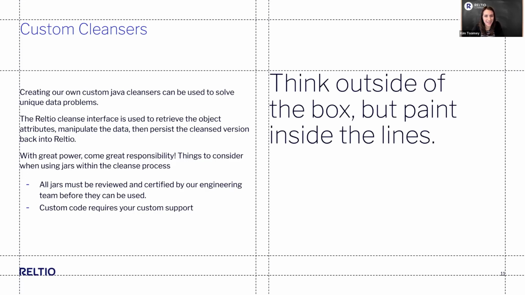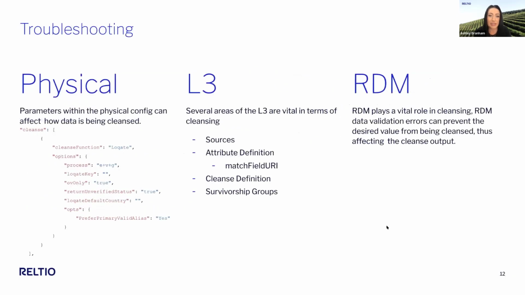All right. Are we good on slides, Ashley? I do have one more if we want to quickly touch on troubleshooting, because I know there are a lot of different factors that can affect how your data is cleansed, especially when it comes to addresses. The physical config is where we decide what process we want to use for cleansing, whether it be using CAS, using a different version of Locate, and then especially within the L3. And so even within the L3, there are multiple components that could also affect how your cleanse results are.